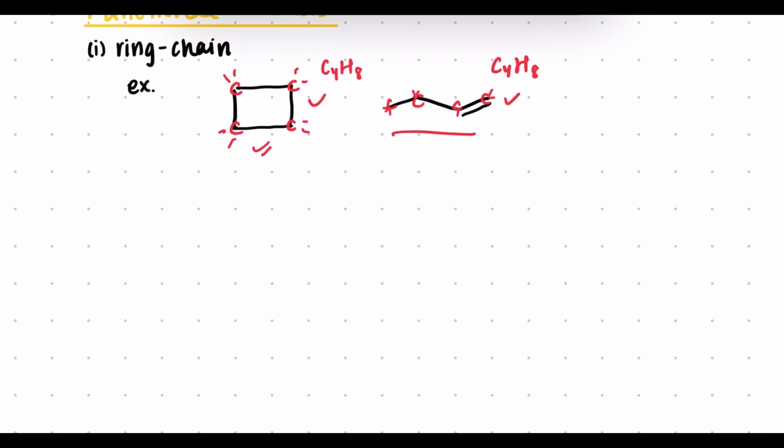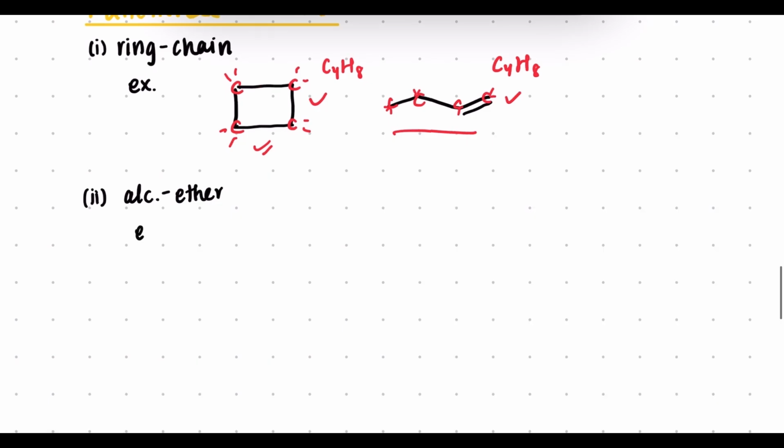So now let's go to the next type. The next type is an alcohol ether isomer. Now an example for this would be dimethyl ether and ethyl alcohol. So let's just draw those structures. So one of them is this, and the other one is this.